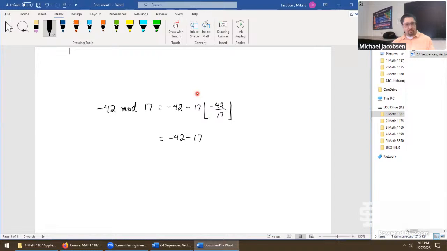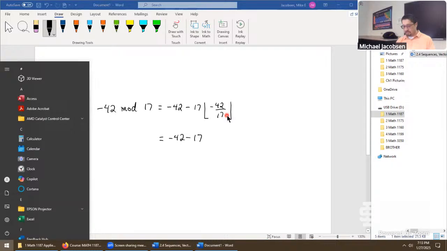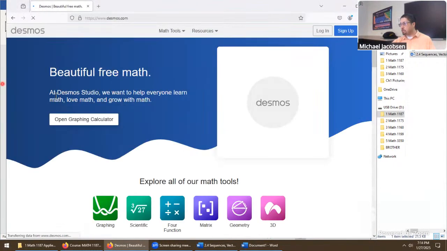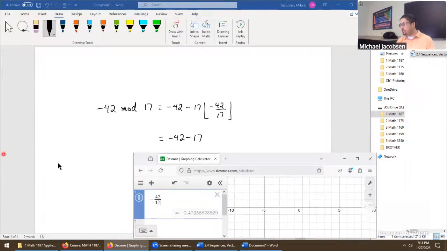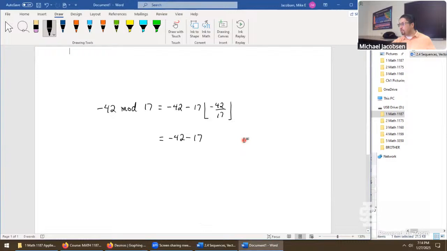-42 minus 17. Actually, I do need a calculator for this part. Let me pull it up quickly. Usually I try to open this up, but this is one of those days I forgot before class started. So I just need -42/17. We've got about -2.47. So this is the floor of -2.47. At this stage, it turns into -42 minus 17 times the floor, which becomes a -3. And that's where the +9 comes out from this right here.